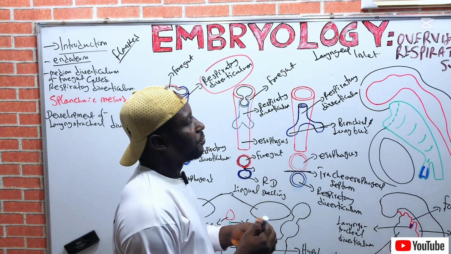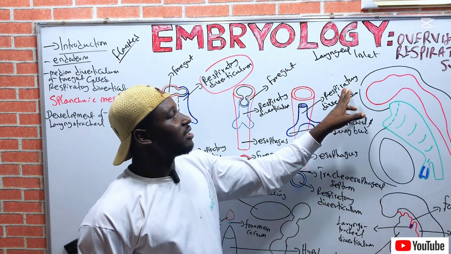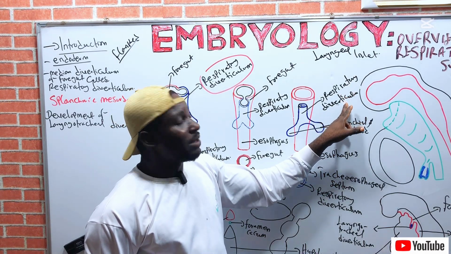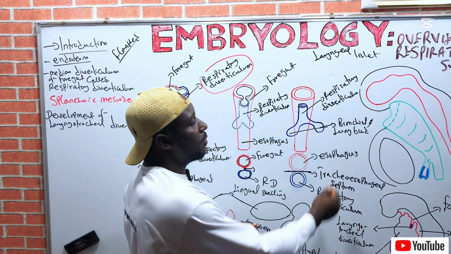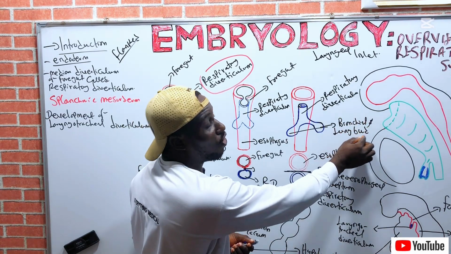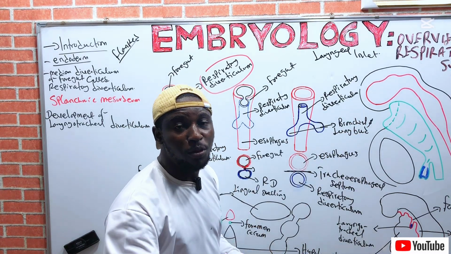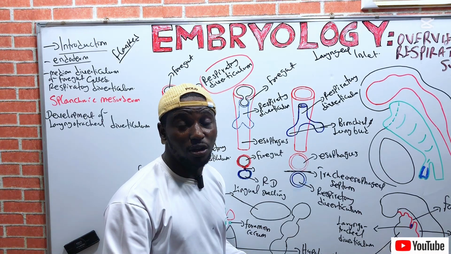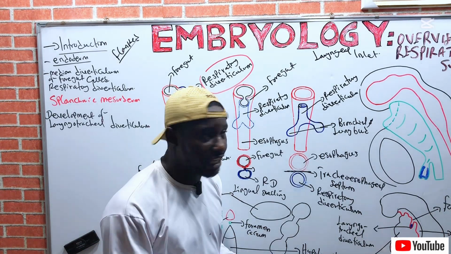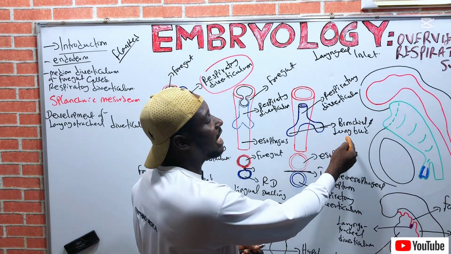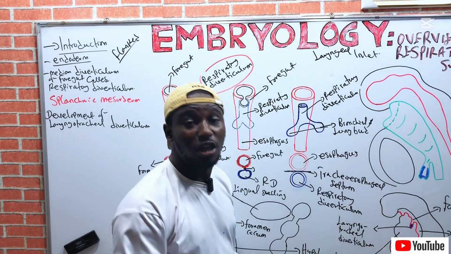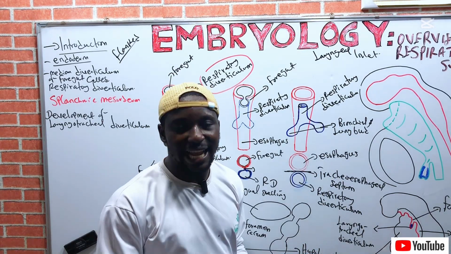Diverticulum, right? The part of this respiratory diverticulum that is proximal to the bifurcation, which forms the right and left bronchial and lung bud, chooses to form the larynx and the what? And the trachea. That part forms the larynx and the trachea, whereas the bronchial bud forms the bronchi and the lung parenchyma.